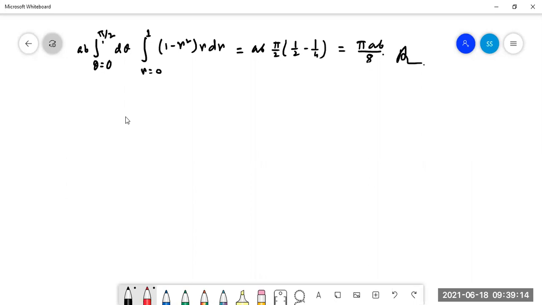Is it clear? 1 minus r square means 1 minus r square cos square theta minus r square sin square theta. If we take minus r square common, then it is cos square theta plus sin square theta, which is 1. So it is 1 minus r square into r, which was there, and ab. The Jacobian of this, uv to r theta, was this. So it is coming like that, so we got the answer. Is it clear?